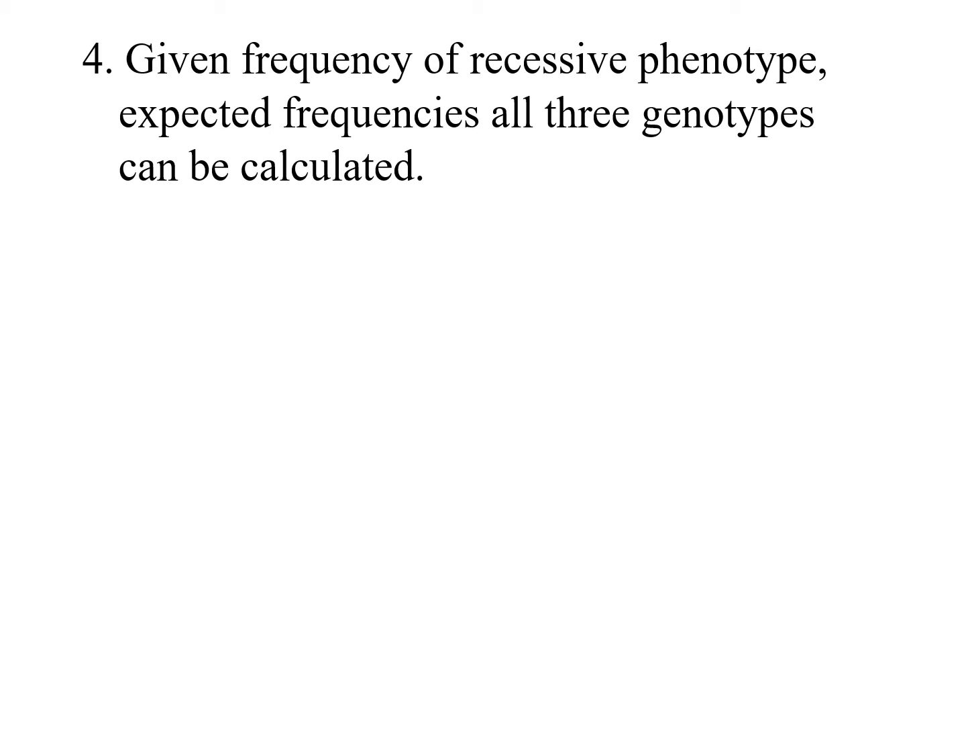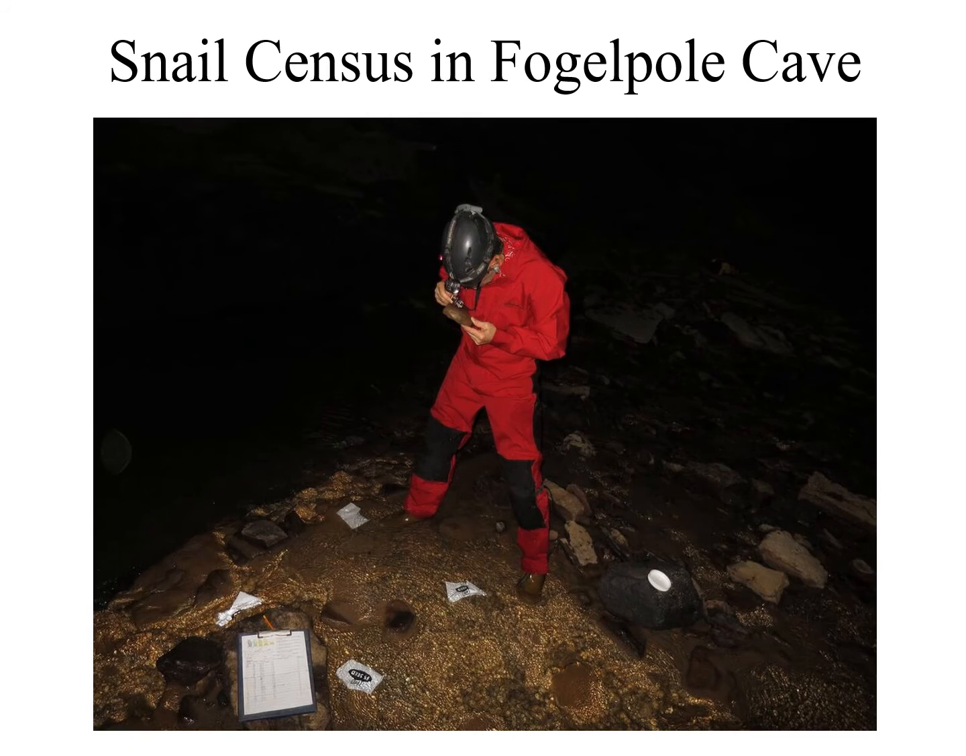So that makes the recessive phenotype a very important known. If you have the frequency of the recessive phenotype, that's your anchor. That's the known you can use to calculate the unknowns, namely the frequency of both alleles and all 3 genotypes. Okay, let me give you an example.